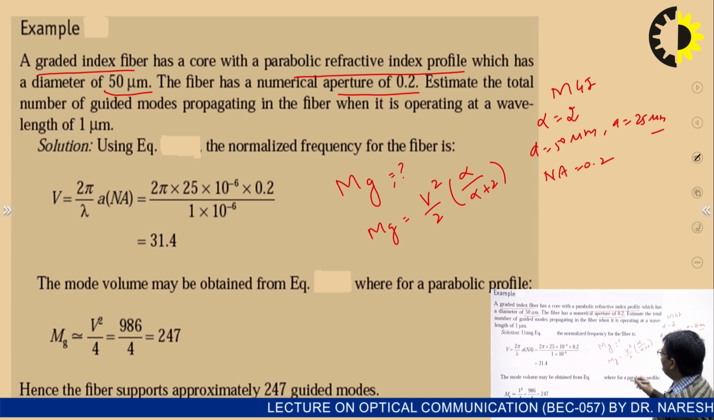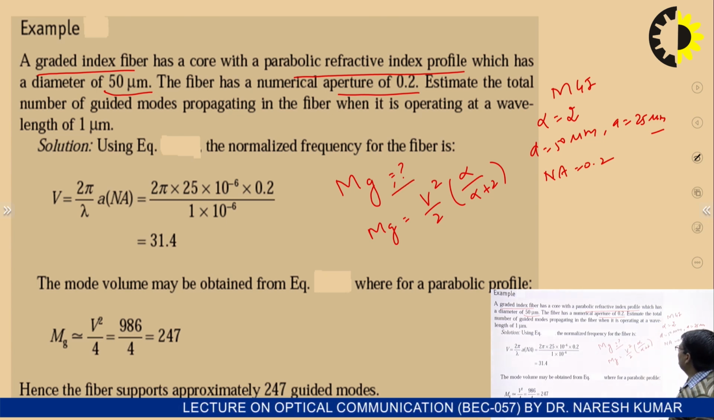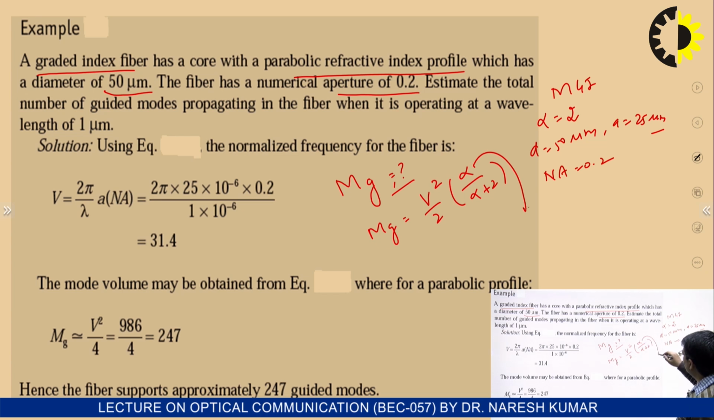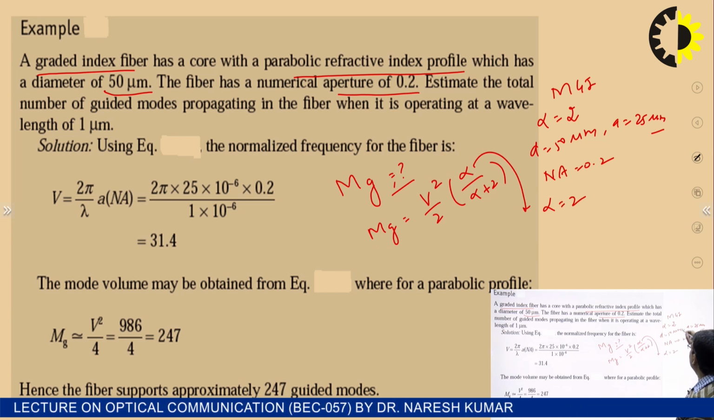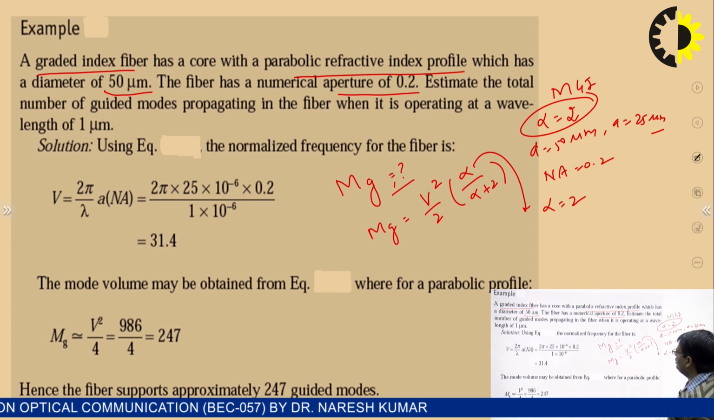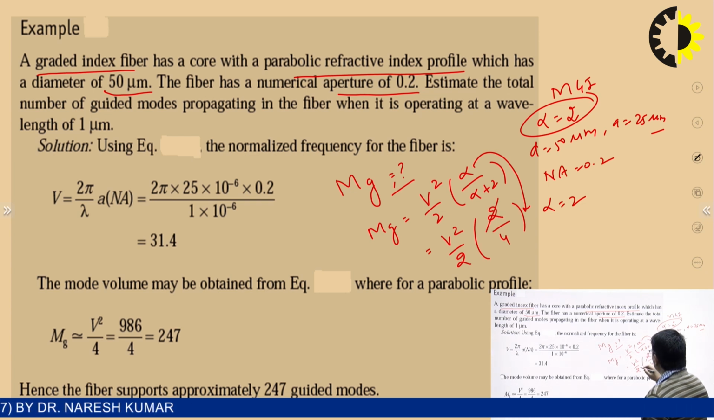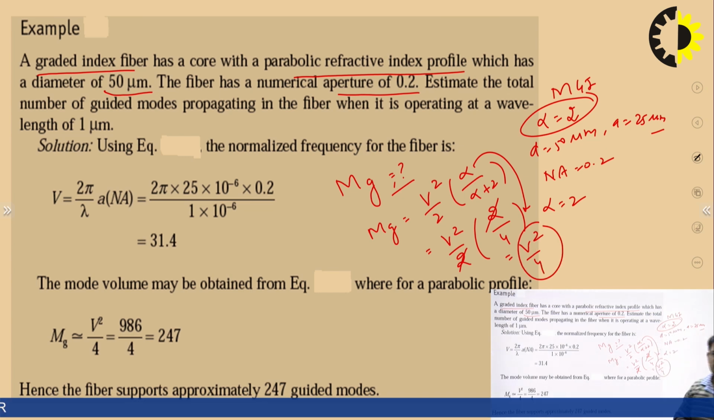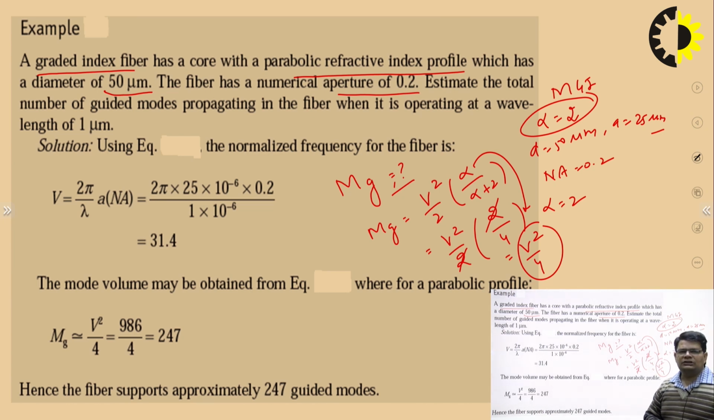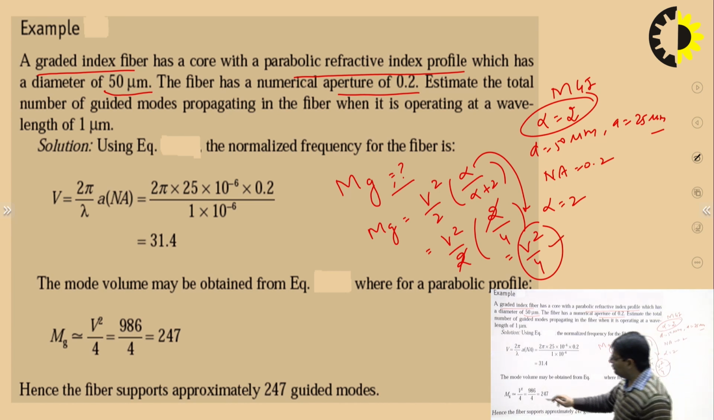So before calculating the number of guided modes, we are already given alpha equal to 2. So we will calculate the formula as v square by 2 into 2 by 4, that means v square by 4. So the number of modes existing in this multi-mode graded index fiber will be given by the formula v square by 4.